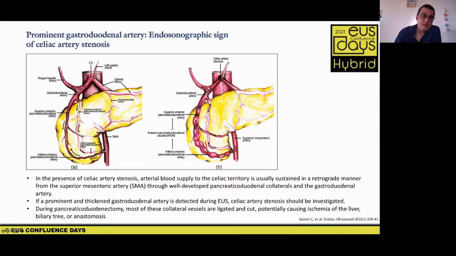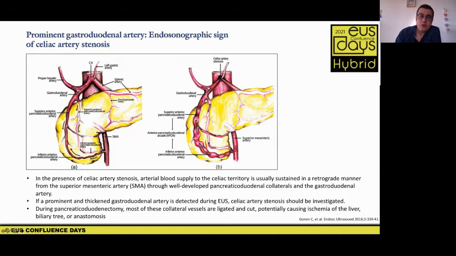Normally, blood comes from the celiac artery towards the liver, and through the SMA, the anterior and posterior pancreaticoduodenal arcades supply and unite with these structures. When there is celiac artery stenosis, blood no longer comes from the celiac towards the liver. All blood is coming retrogradely from the SMA through a thickened gastroduodenal artery to the liver.